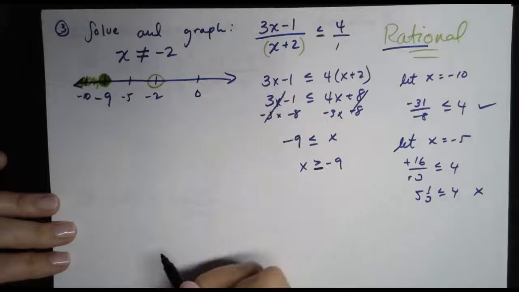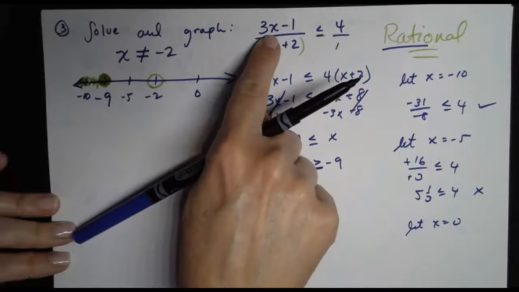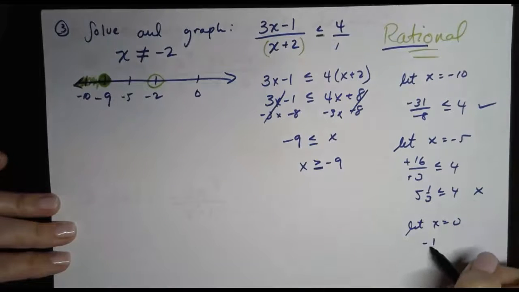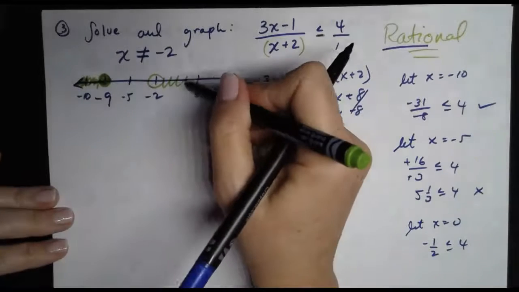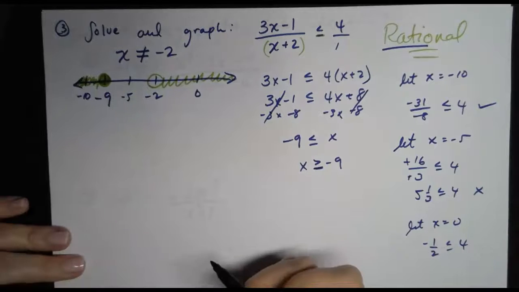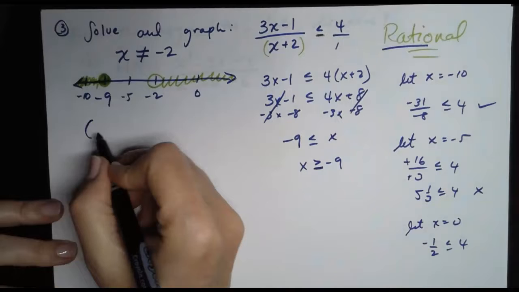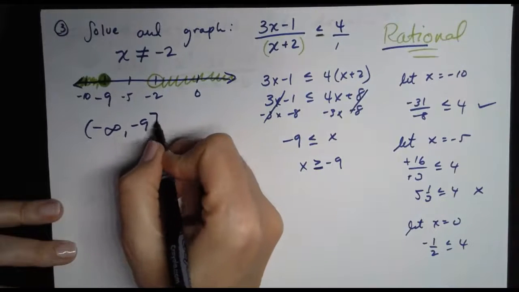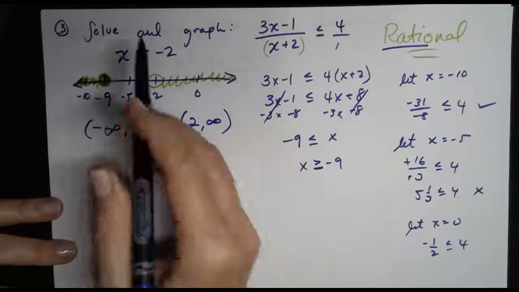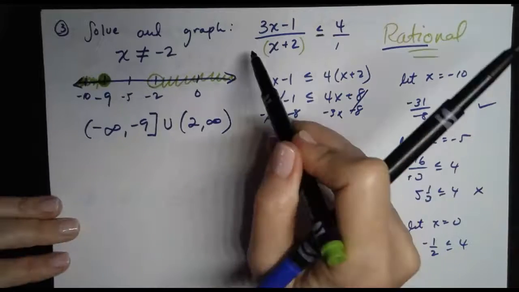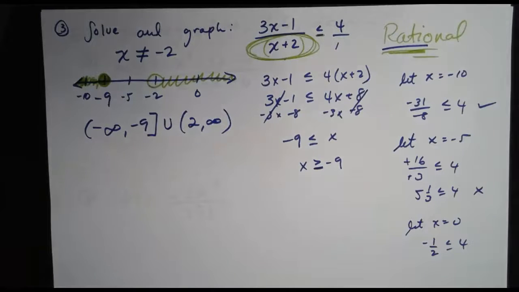Next, 0. Thankfully, something easy to plug in here. So let x equal 0. That means it cancels out the 3x, cancels out the x. We end up with -1/2 is less than or equal to 4. This is true. Hooray. There's our other interval. Which makes sense. So now, this is our number line. We have graphed it. Our interval notation will be -infinity to -9 bracket union 2 to infinity. So remember, we're solving and graphing. Once again, why do we have a restricted value that is open? Because this is a rational inequality.